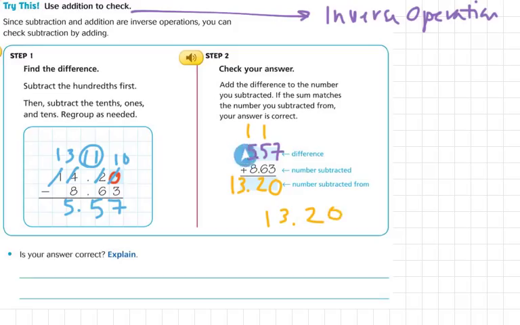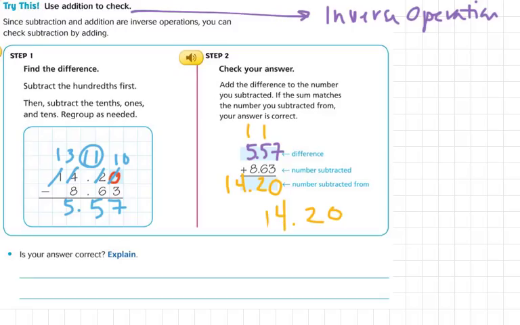Let's double check our answer here. 5 plus 8 is 13. But don't forget to add that regroup 1. Our answer here should be 14 and 20/100. So boys and girls, it says, is your answer correct?